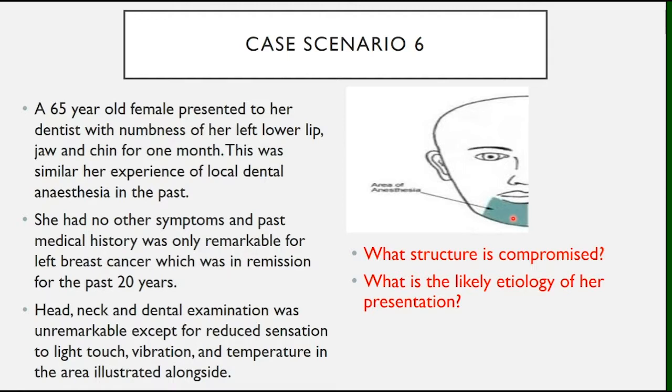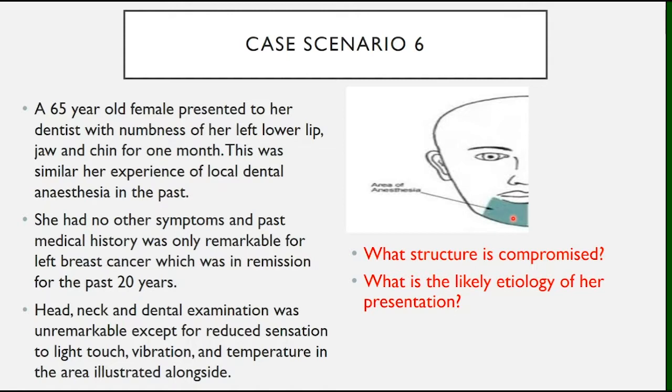What's the likely etiology of her presentation? Well, she's been to the dentist, she's had anesthesia before. It's left lower lip, jaw, and chin, and she also has breast cancer. It could be trauma to the area. There's no history of trauma. She presented to the dentist saying that it feels numb here and it feels exactly like it does when I'm given anesthesia here. The dentists infiltrate the mental nerve to cause a block, so it feels exactly like a mental nerve block. So we have ascertained it's a mental nerve problem.